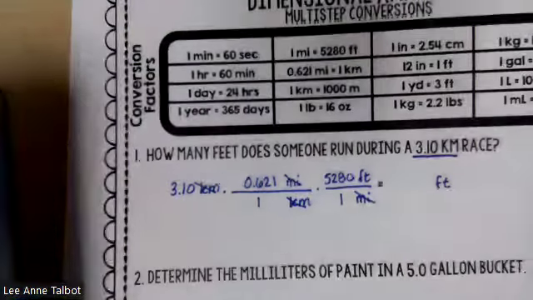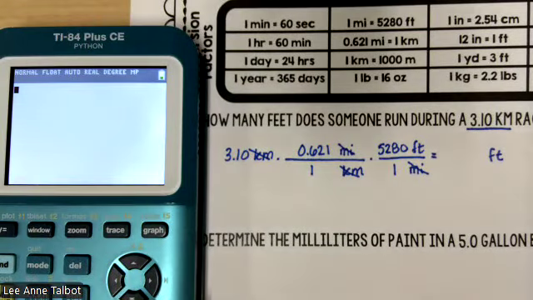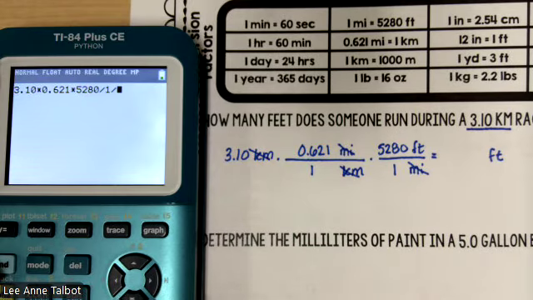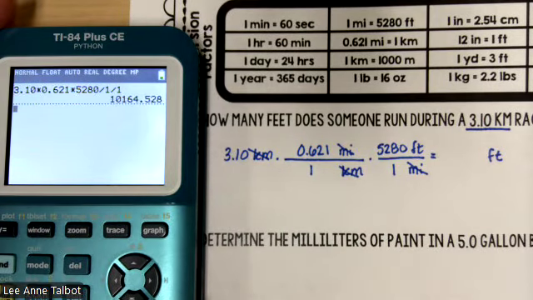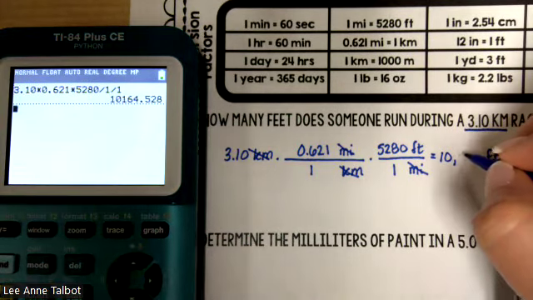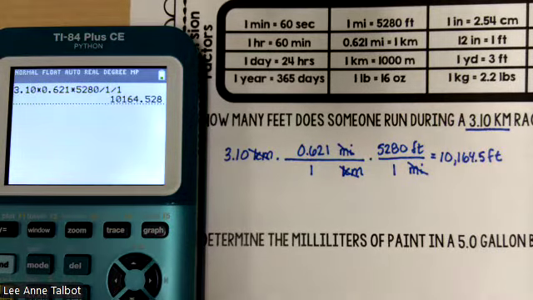Okay. And remember, we multiply the things on the top and divide the things on the bottom. So 3.10 times 0.621 times 5,280. And I could do divided by 1, divided by 1. It's not going to help. It's not going to change my answer, but I could if it made me feel better. 10,164.5 feet.